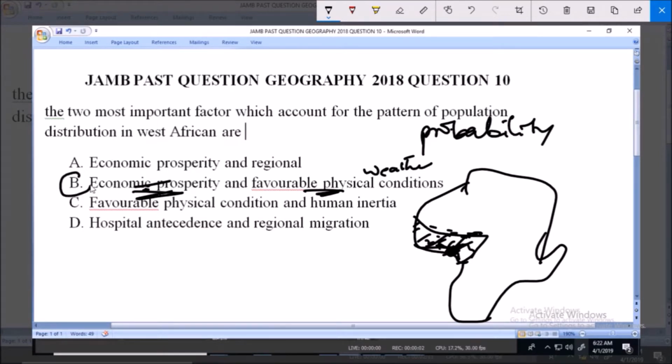So option B is the most likely better option among the options that we have here, and that's why B is the answer. Thank you.